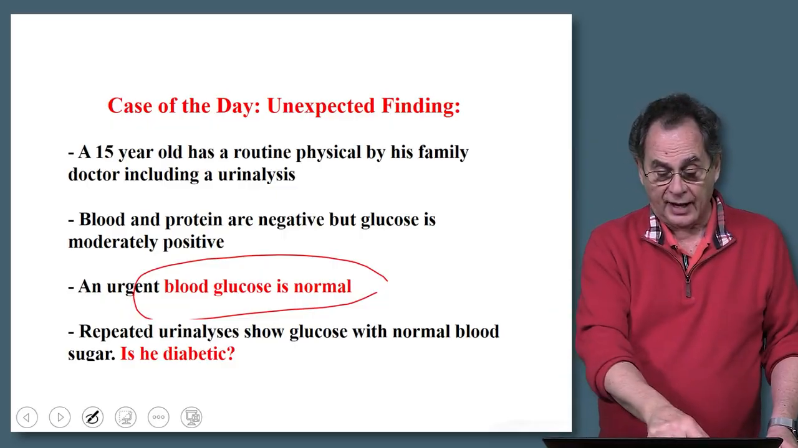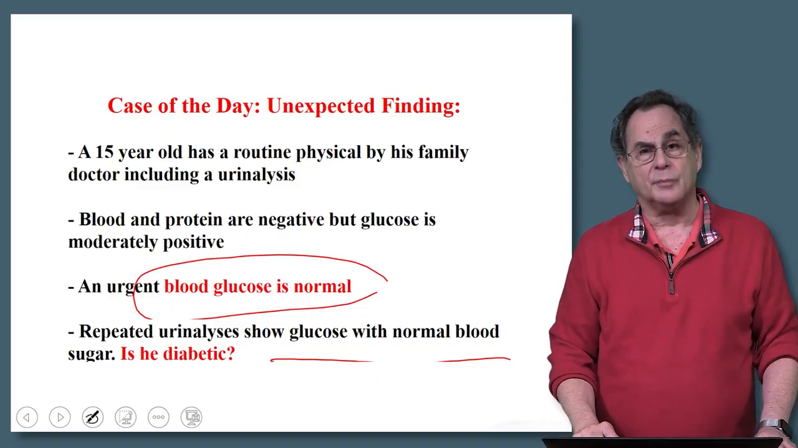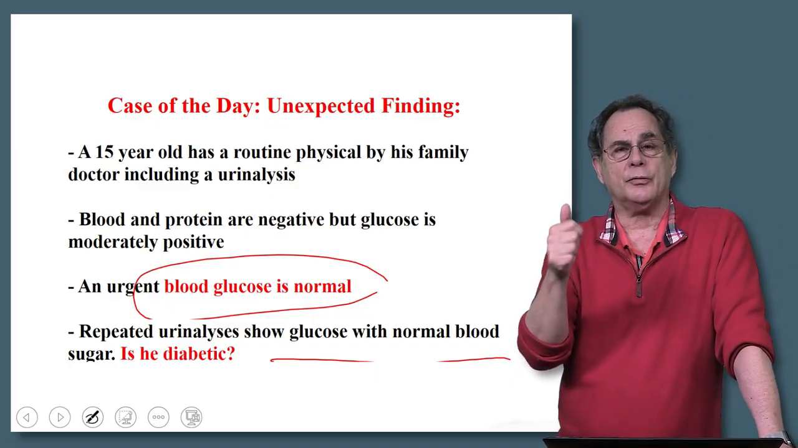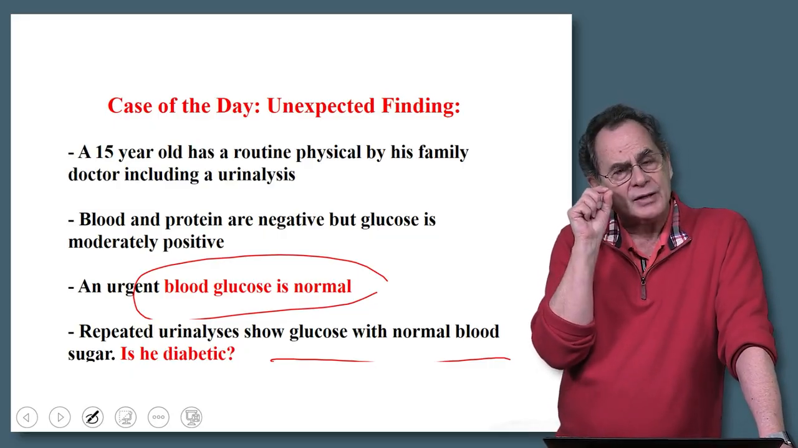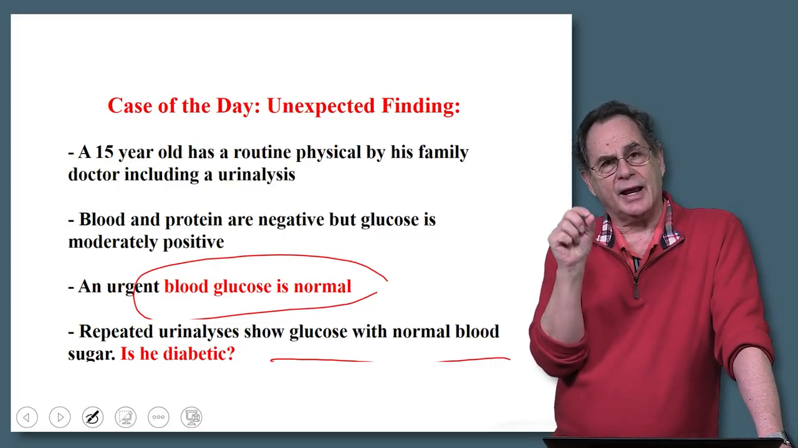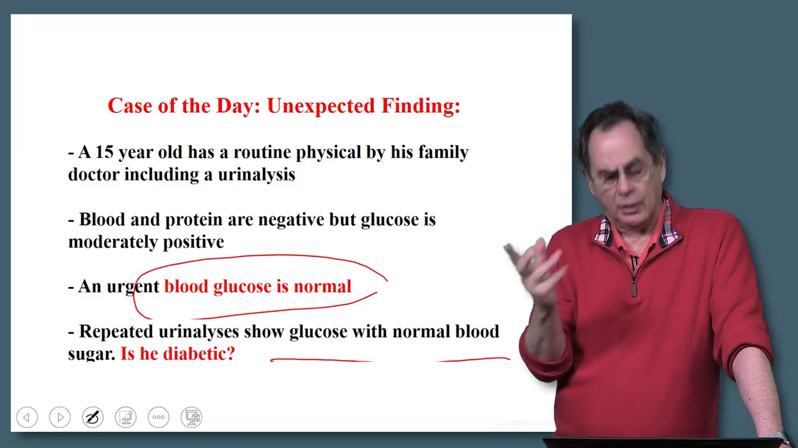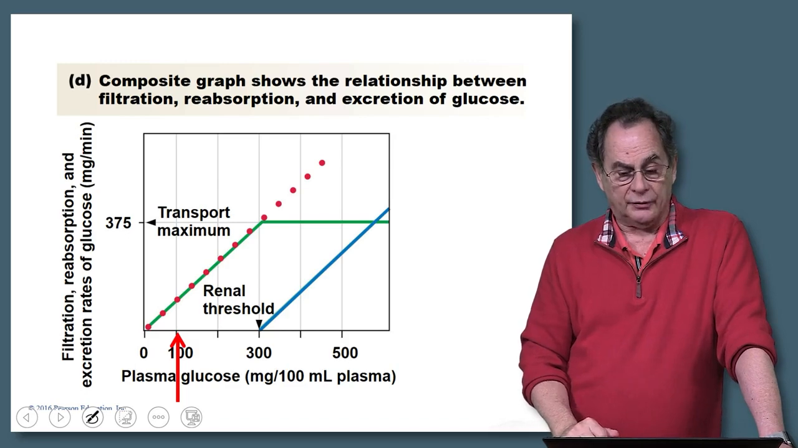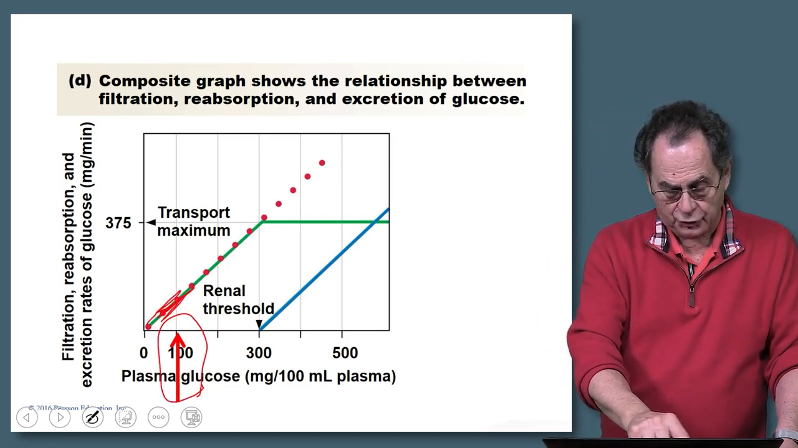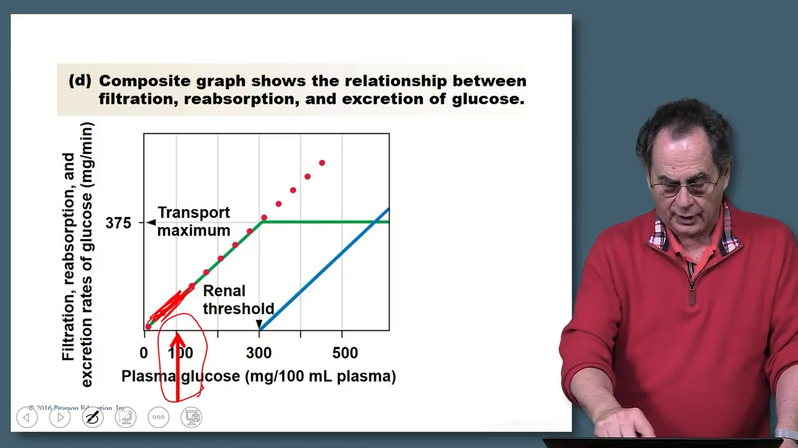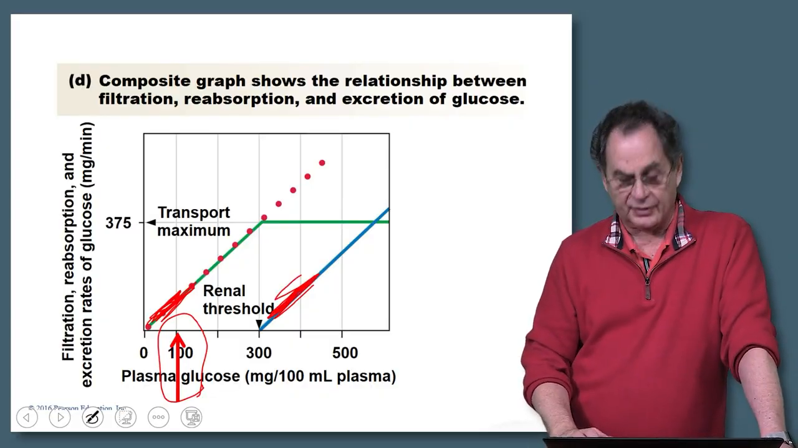Repeated urinalyses show glucose with a normal blood sugar. So how do we reconcile that observation? First, we know that the patient doesn't have diabetes because the blood glucose levels are normal. And we anticipate that the kidney ought to be able to reabsorb all of the blood glucose. But how come it appears in the urine? In this particular case, the patient's blood glucose is normal, so he should be reabsorbing all of that glucose. We're not sitting out here in that area. So why doesn't that occur?